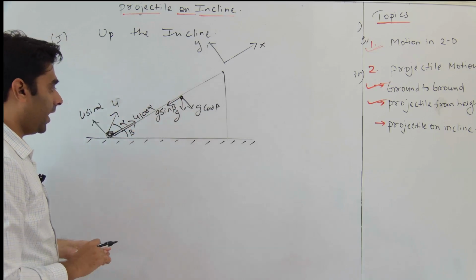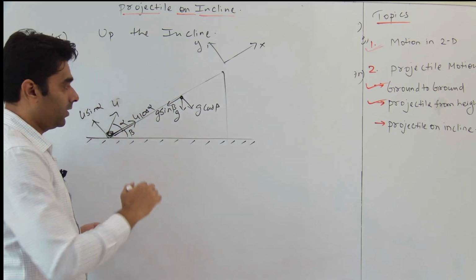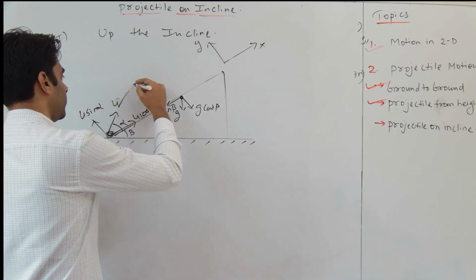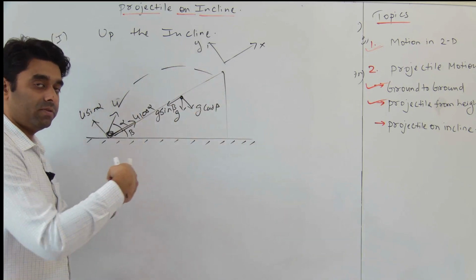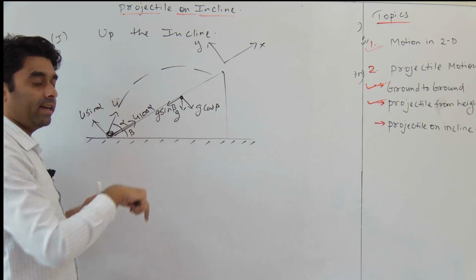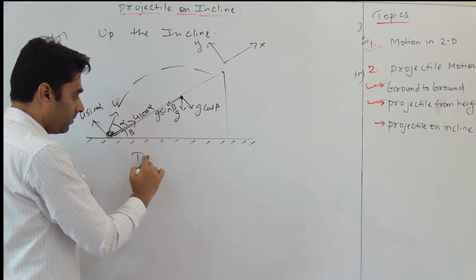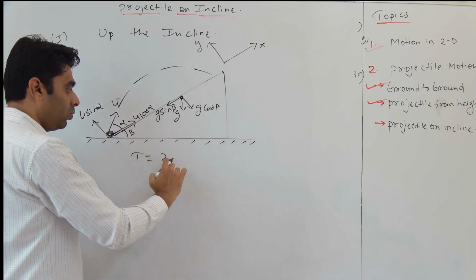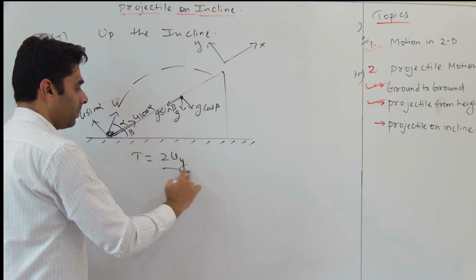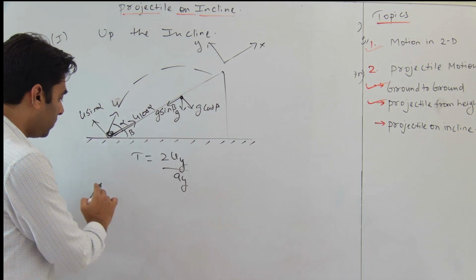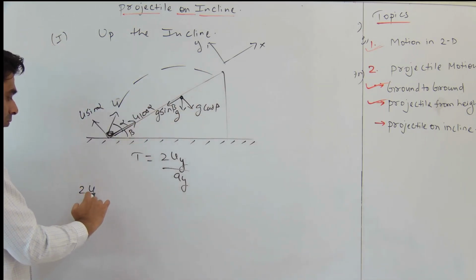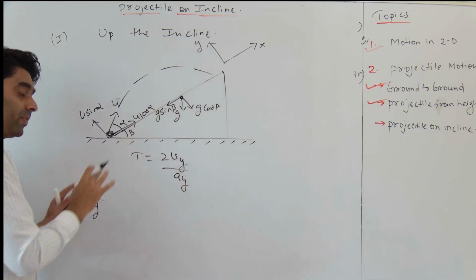Now if we have to write down the time of flight, the path will be something like this. For this, first we will write down the x direction equation and the y direction equation. Time of flight is 2uy by acceleration in y. If you remember, initially we discussed 2u perpendicular by g in projectile. From that only we are getting it.